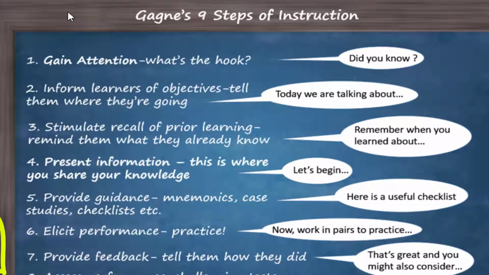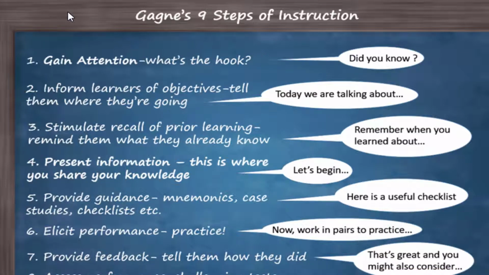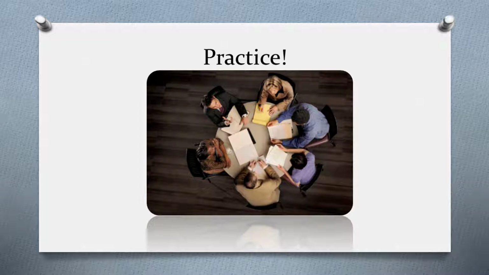Steps 6 and 7 is to elicit performance and provide feedback. This is really important and often skipped when we perceive we don't have enough time. Students need an opportunity to practice new concepts in a safe environment. Problem-solving scenarios or SimLab practice is an ideal way to elicit performance and have the students work with each other.